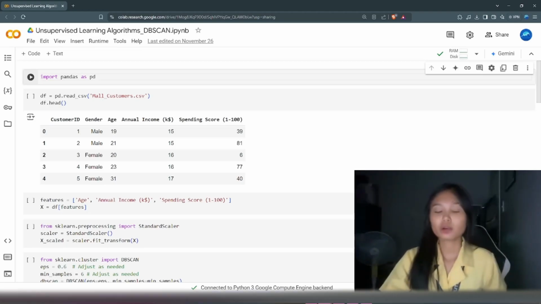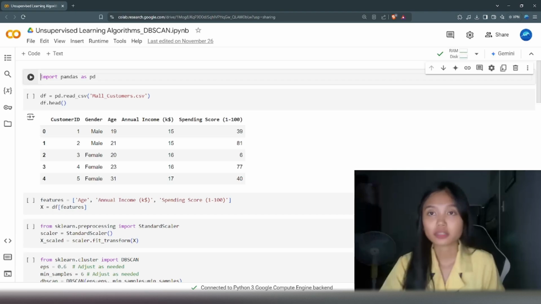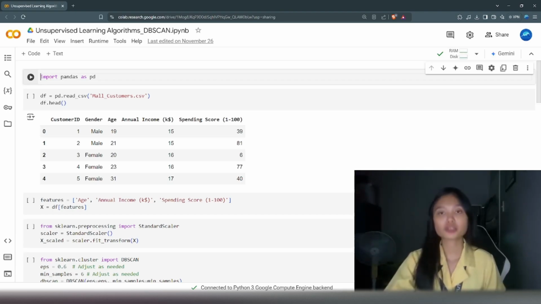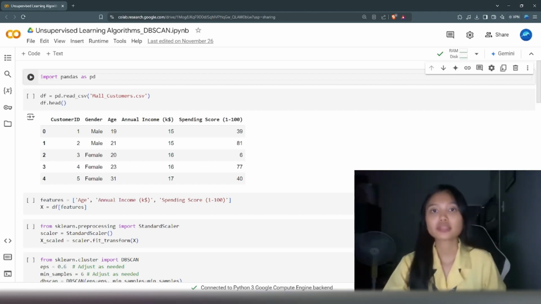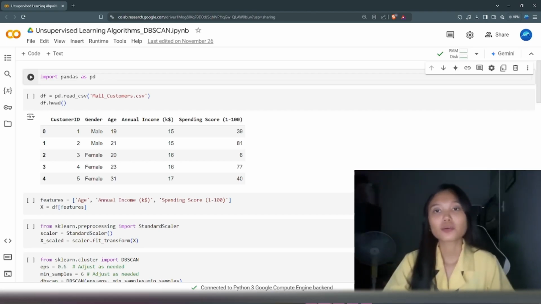Good day everyone. Today I'll talk about my activity using a machine learning algorithm called DBSCAN. I used the mall customers dataset to group customers based on their income, spending, and age. The goal is to help businessmen understand customer behavior and improve sales in their mall. Let's start by understanding what DBSCAN is and how I used it.